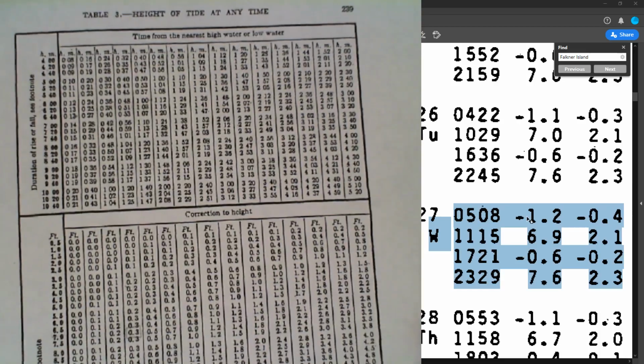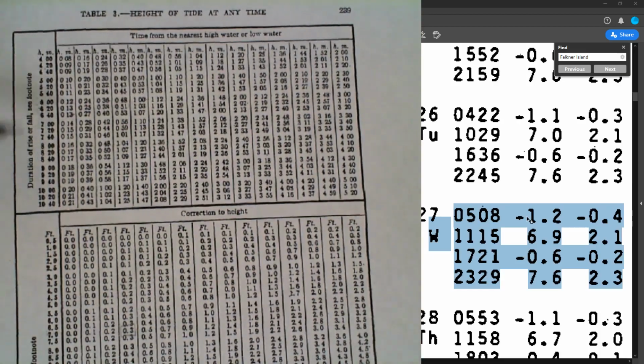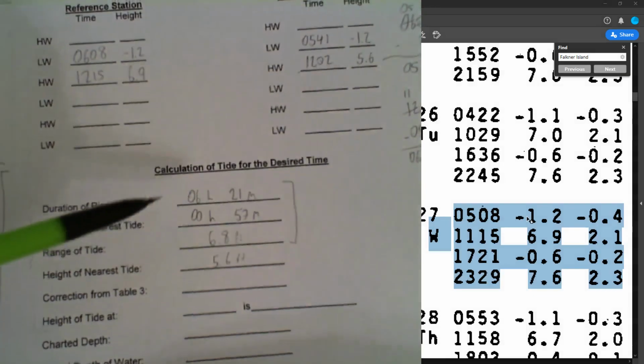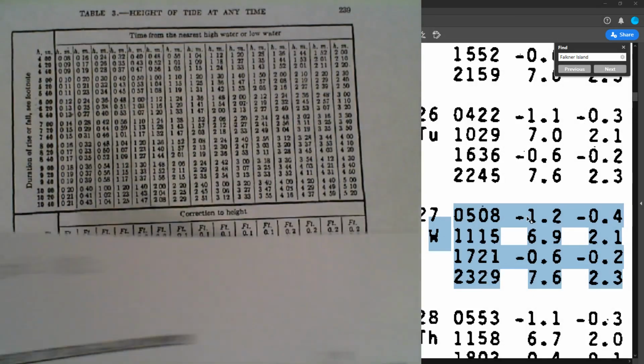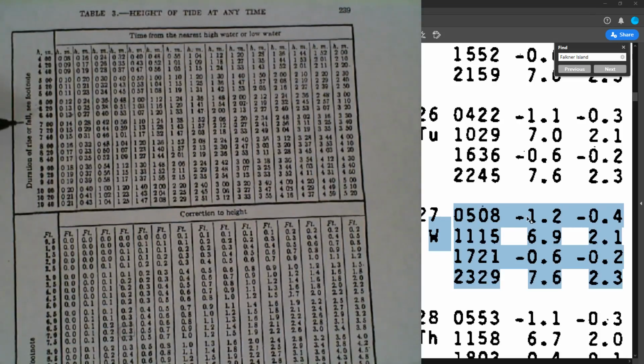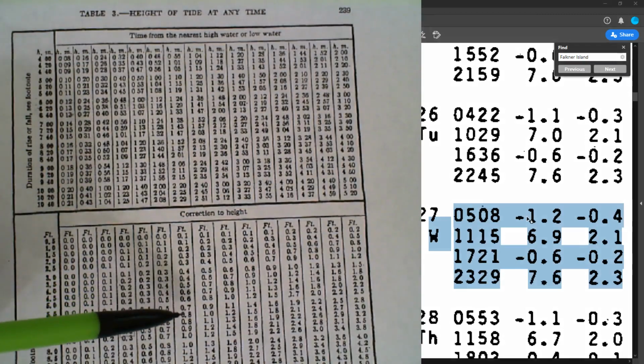So again, just to go over, we use the 3 pieces of information that we found right here: duration, time, and range. Go from duration, go over to time, go down that column to range. Hopefully that makes sense. If you have any questions, please let me know.